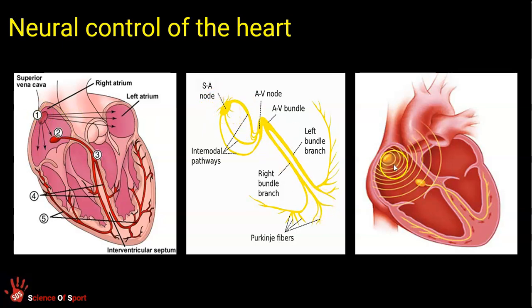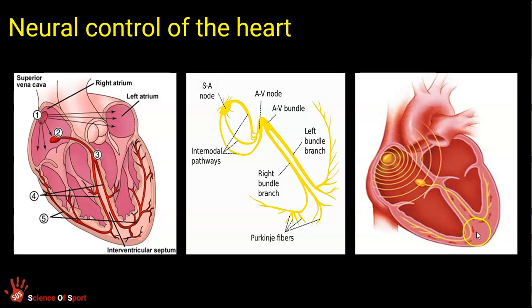The SA node, let's look at this one over here. The SA node sends out a wave of contraction through the atria, squeezing the blood from the top to the bottom of the atria down into the ventricles. The impulse then, in the meantime, makes its way to the AV node, where there's a slight delay. Then the impulse makes its way down the septum via the bundle of His, the bundle branches, and goes to the bottom of the heart.